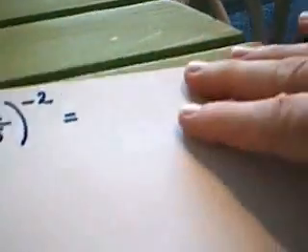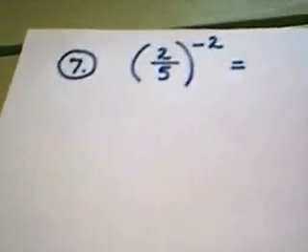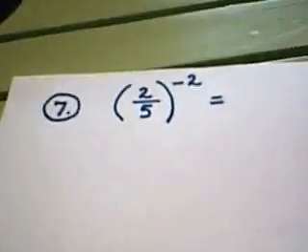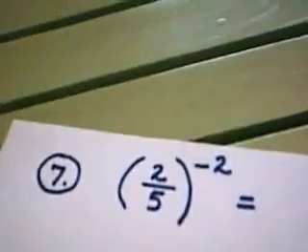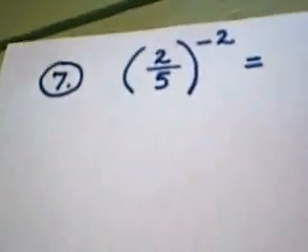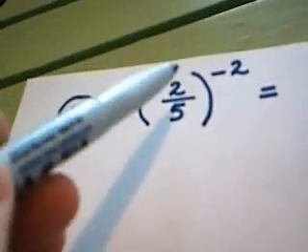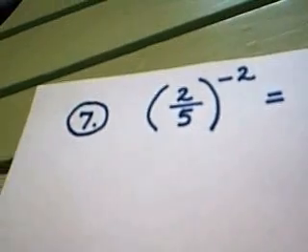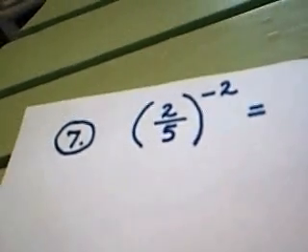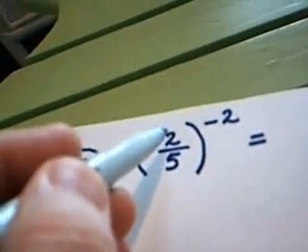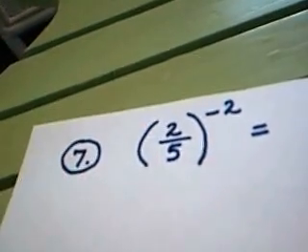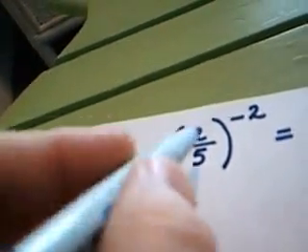Okay, here we are. Let me get the cord out of the way. Question number 7 asks me to take this quantity and raise it to the negative second power. Now, remember what this negative 2 goes with. It goes with both the numerator and the denominator, so I'm going to show that.